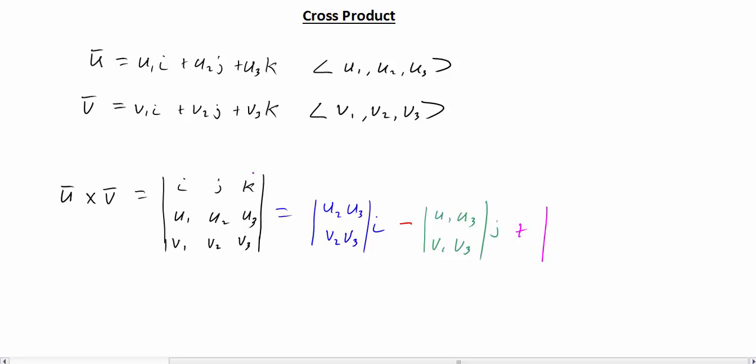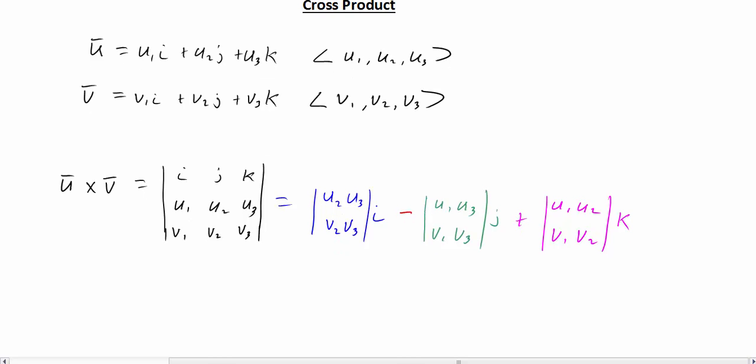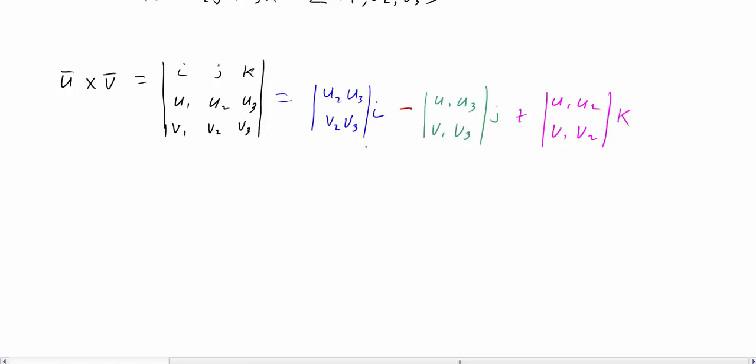And for the k, we're going to cover up again the first row and that last column, and we're left with u1, u2, and v1, v2. And that's multiplied by k. So there we have now broken down our 3 by 3 into three 2 by 2s. And now if we recall, how do we find the determinant of a 2 by 2?